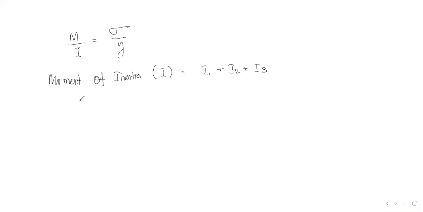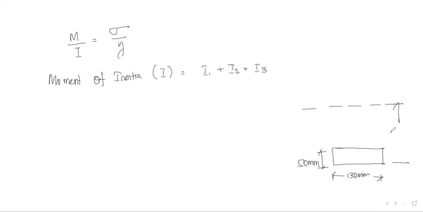Okay. So now let us move on to the first one. So my neutral axis is somewhere like here. So my plate is placed here. So 130 mm, 50 mm. So from the base, the neutral axis position is 166.51 mm.